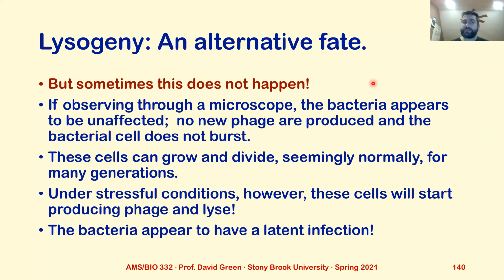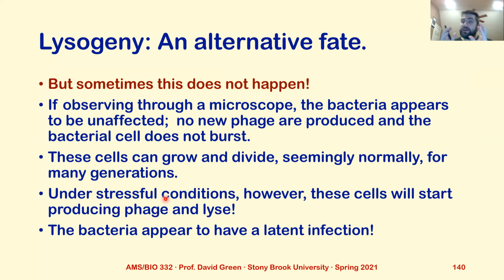Sometimes something else happens. If you're looking at a population through the microscope, you might see many viral infections leading to lysis and the cells burst. But some bacteria seem to get infected. The virus lands on the surface. We can't really see the injection of the DNA, but if you could, that happens. But no phage are produced. The bacterial cell doesn't burst. These cells continue to grow and divide. They seem to be perfectly normal. And this can happen for generations and generations, the cell dividing and dividing and dividing.